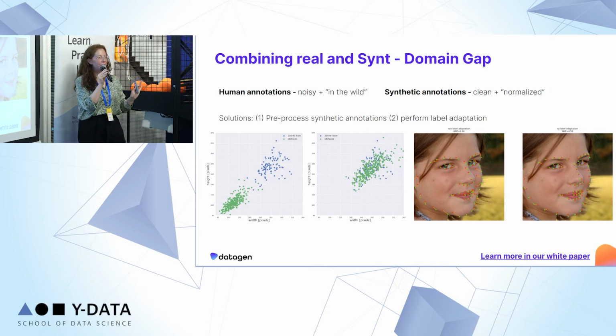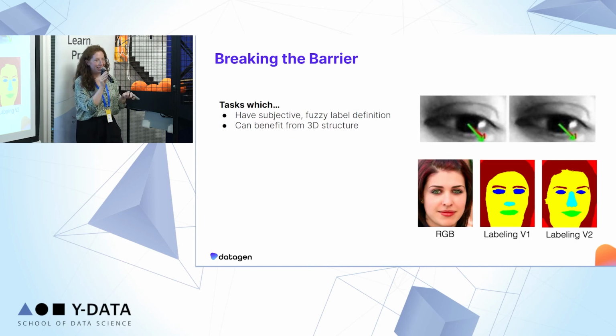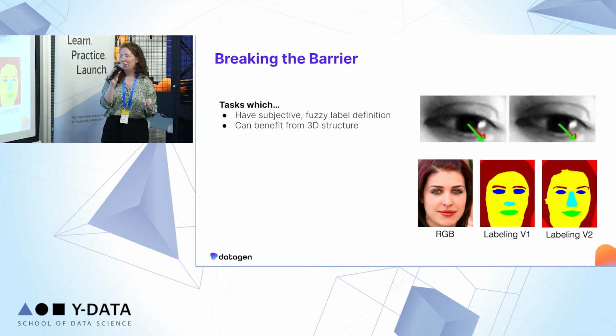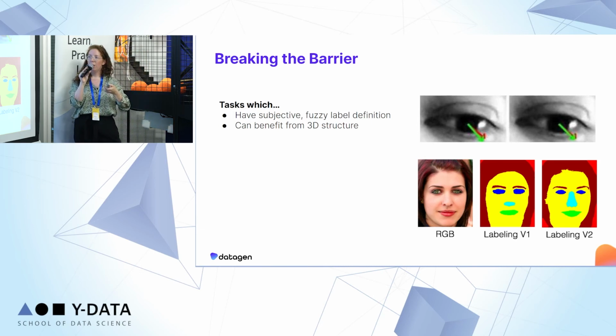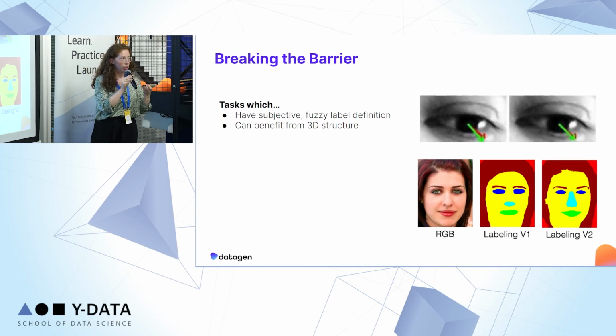And this was only about landmark detection. There are so many other tasks that can benefit from synthetic annotations: pretty much any task that has subjective label definition with a lot of disagreement, and any task that can benefit from a 3D model of a face. This is an example of a task called gaze detection, to see whether the driver, for example, is looking straight ahead. The green and the red are two different annotators. With a single 3D model and synthetic annotations, you will not meet this disagreement. The same goes for the facial segmentation task.